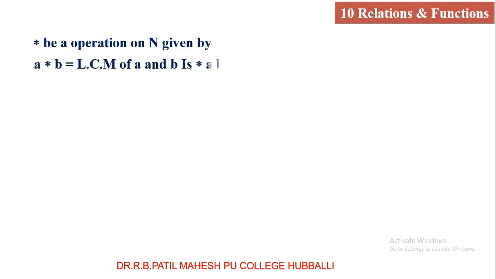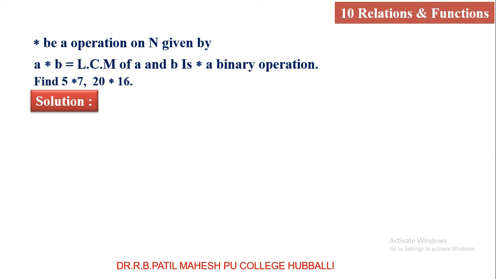Star is an operation on N given by a star b equals the LCM of a and b. Is star a binary operation? Find 5 star 7 and 20 star 16. First we will check whether it is a binary operation or not.